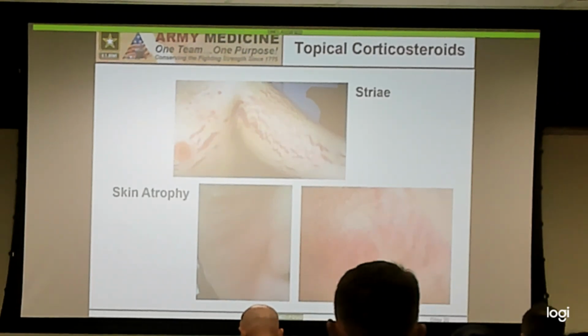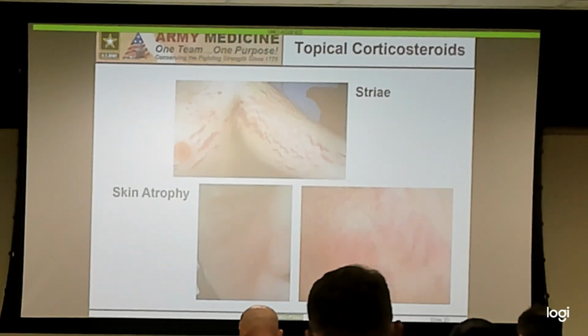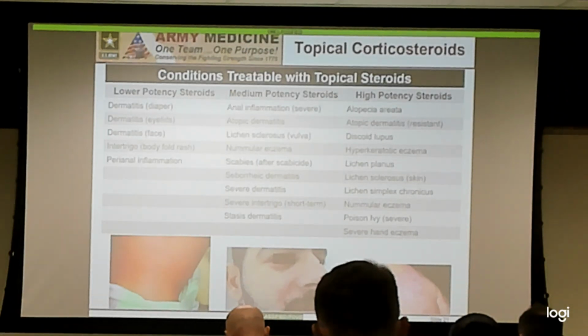Irreversible on these patients. And I think we were here.